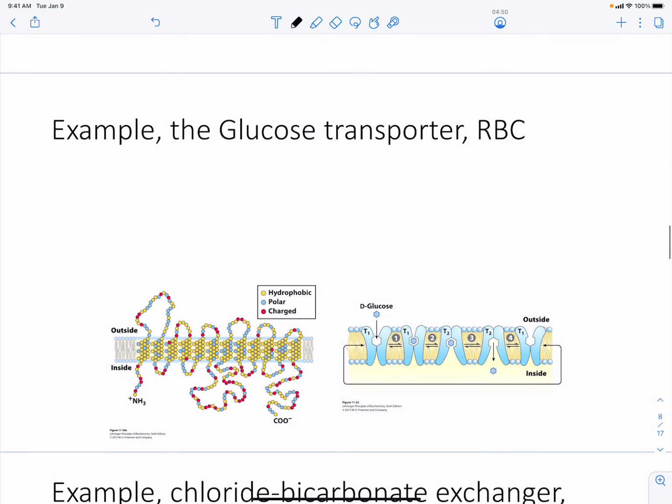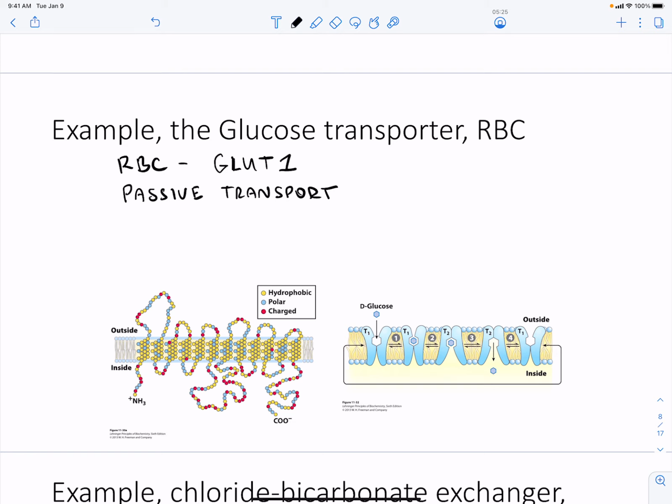An example for this is the glucose transporter of the red blood cells. So red blood cells have the glucose transporter called GLUT1. And these are going to be able to transport glucose at very low concentrations because, as we know, red blood cells need glucose. That's their only fuel. So this is a passive transport, driven by a concentration gradient.